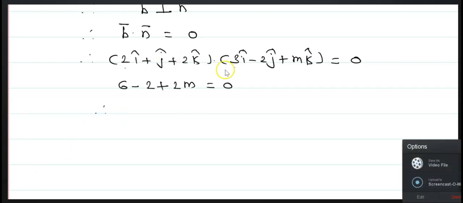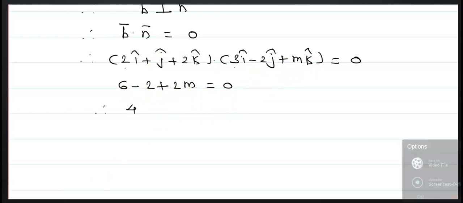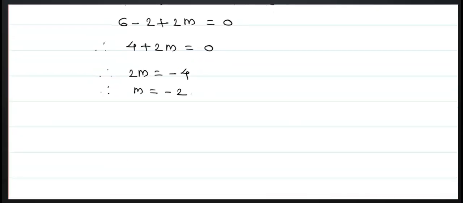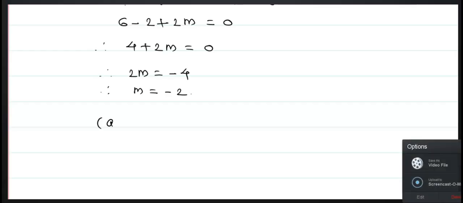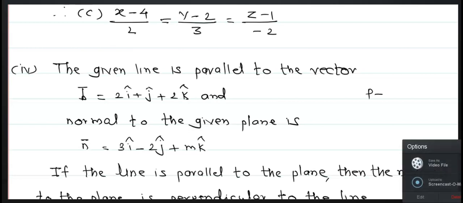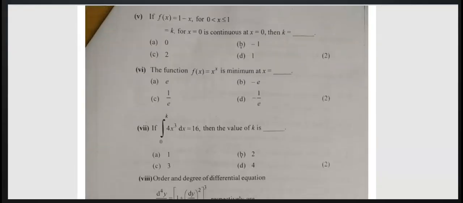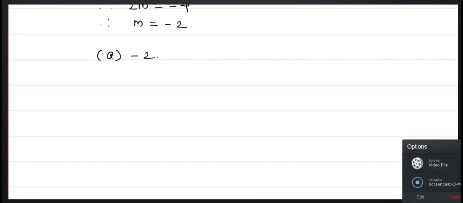That is 2 into 3, and 1 into minus 2, 2 into m. That is 6 minus 2 plus 2m is equal to 0. That is 4 plus 2m is equal to 0. That is m is equal to minus 2. This is the value of m, therefore option A is correct. It is on page number 195 and it is a solved question.